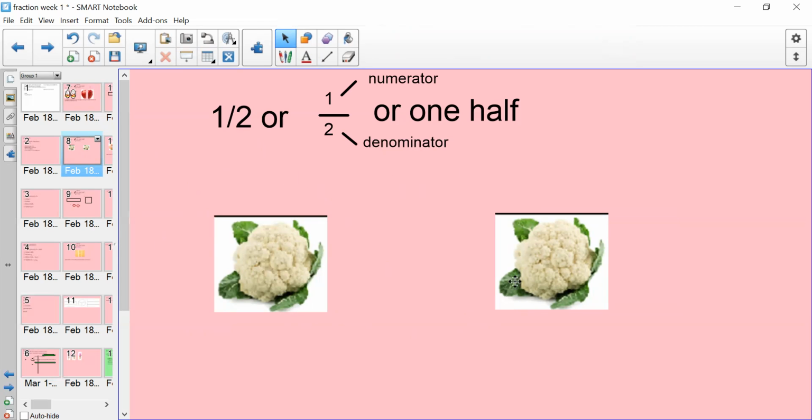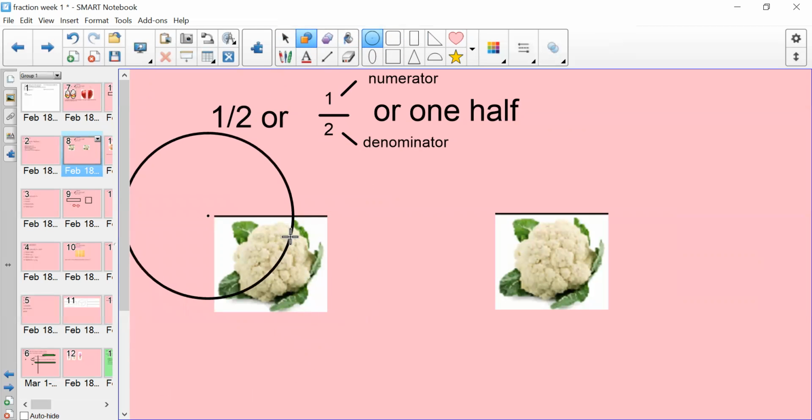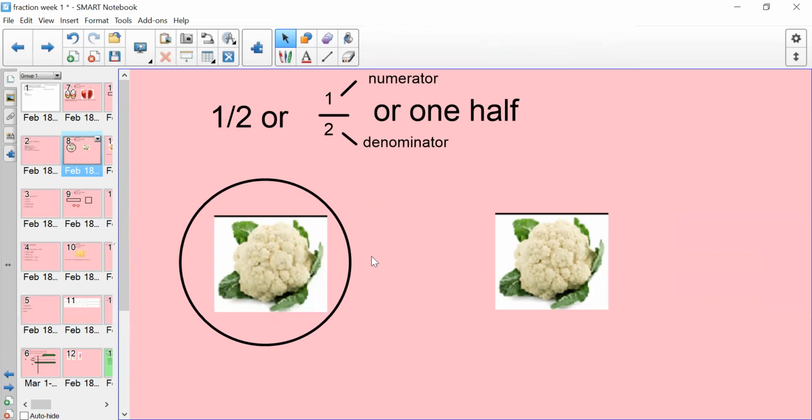Okay, so this is showing a half. And we could circle 1 as well. And we could say I've circled 1/2 of the cauliflowers, because there is 1 out of 2 cauliflowers.